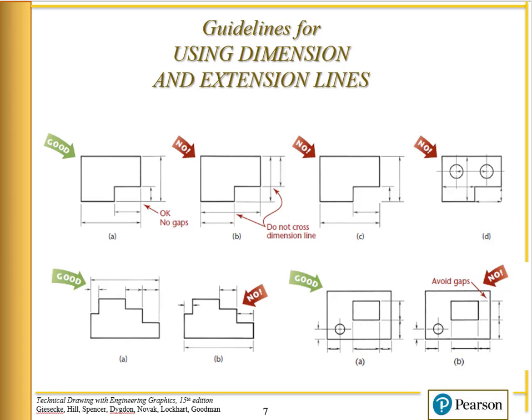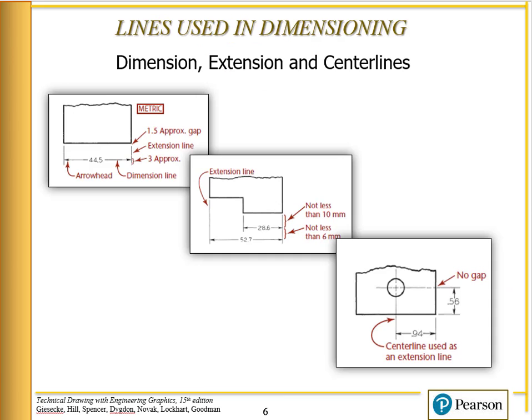Okay, so now there's 3 types of lines that are used in dimensioning: dimension lines, extension lines, and center lines. Okay, so if we look at this picture right here, we have an extension line. Extension line comes from the edge of the object, and then the dimension line is used to place the dimension between the extension lines. So a dimension line has the dimension inside of it, and the extension lines come off of an edge of the object.